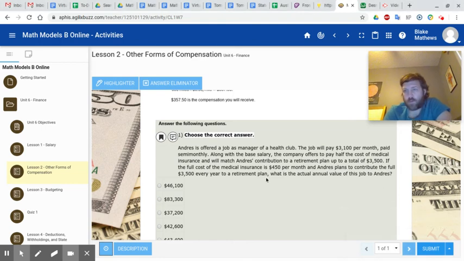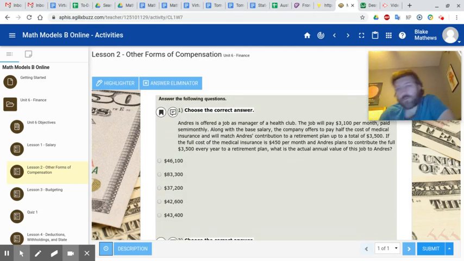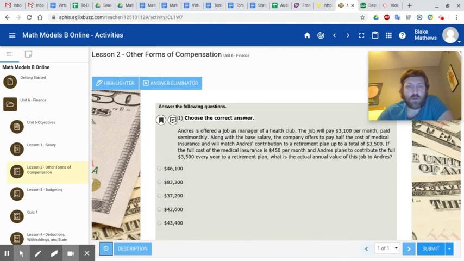All right, we're looking at Math Models Unit 6, Lesson 2. Here I'm looking at this idea of other forms of compensation. So at a job, you might get health insurance or a gym membership or different kinds of insurance or retirement plans, and that makes the job maybe more valuable than just the amount that you get paid. So you get paid a certain amount, but then there are also other benefits. So we're looking at the value of those benefits.